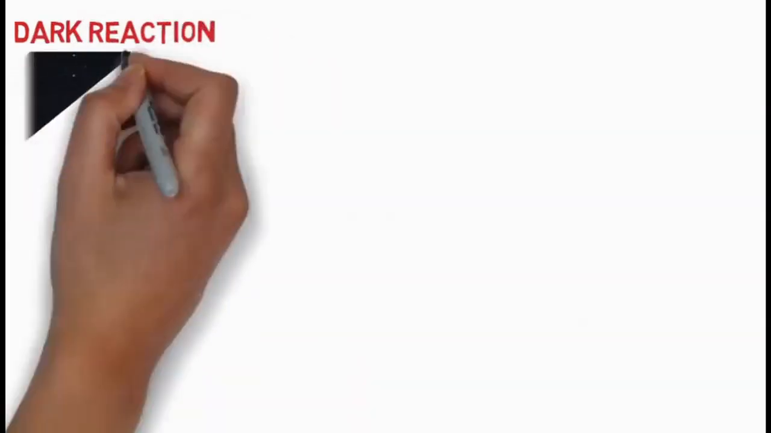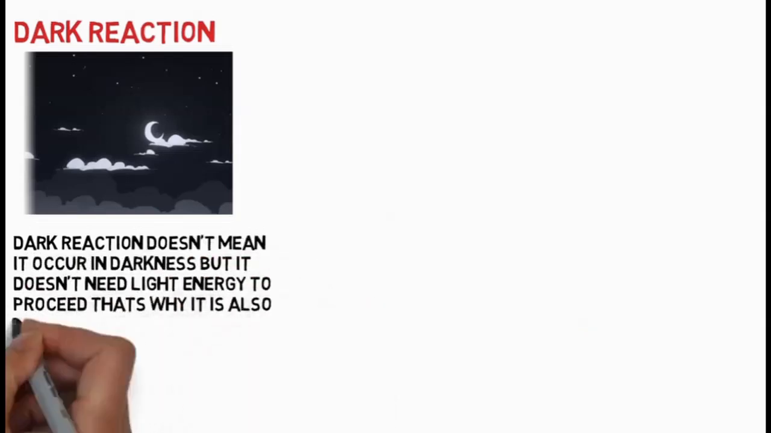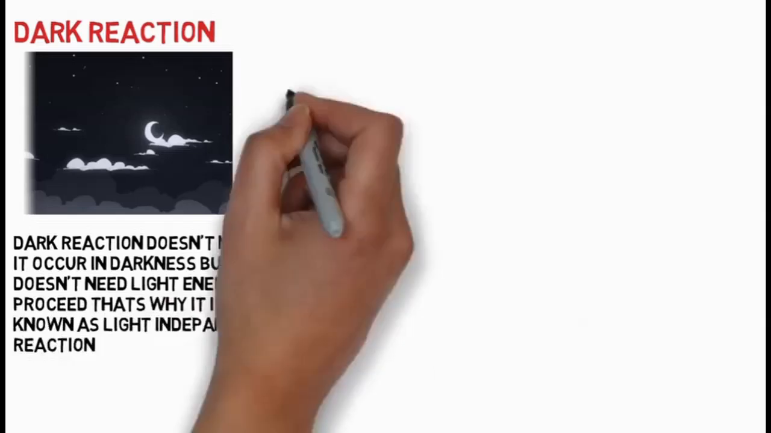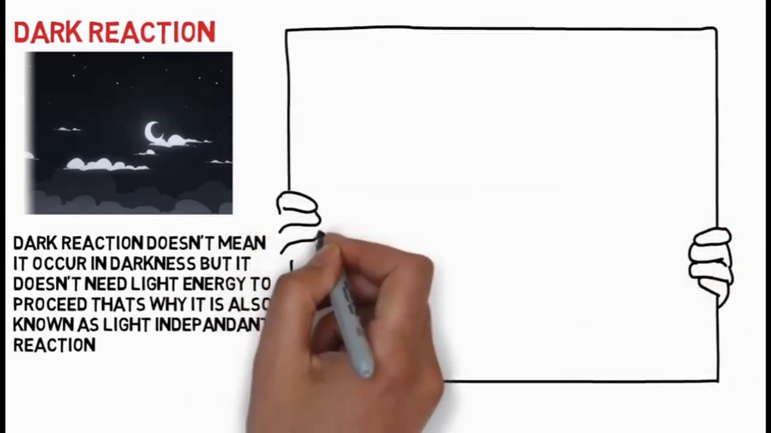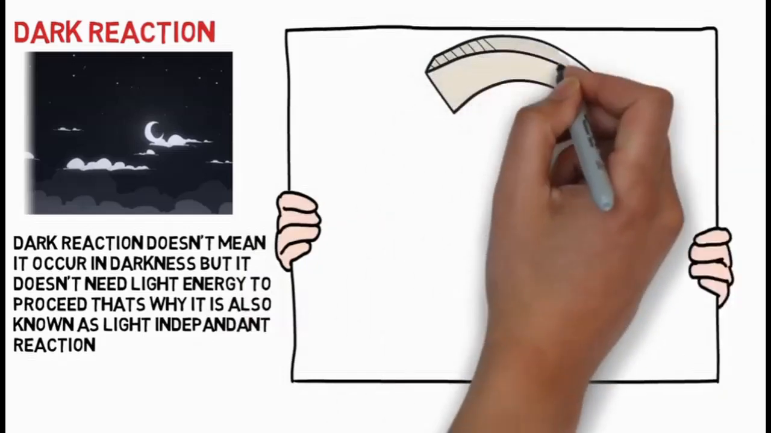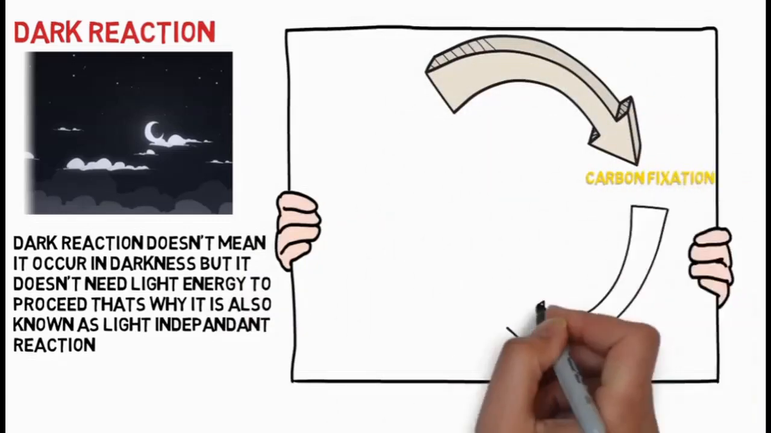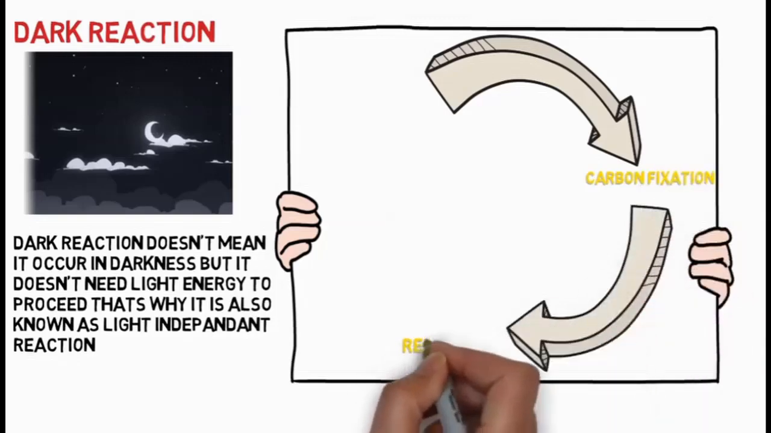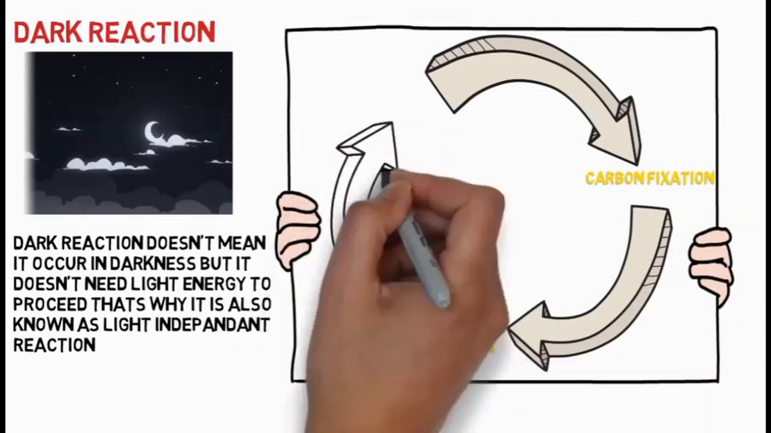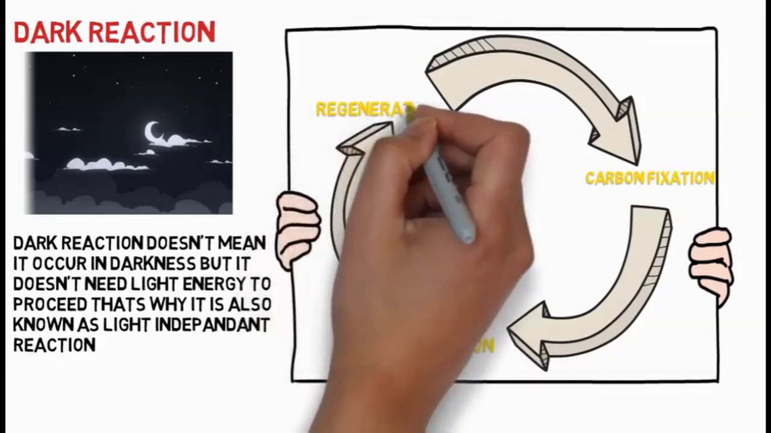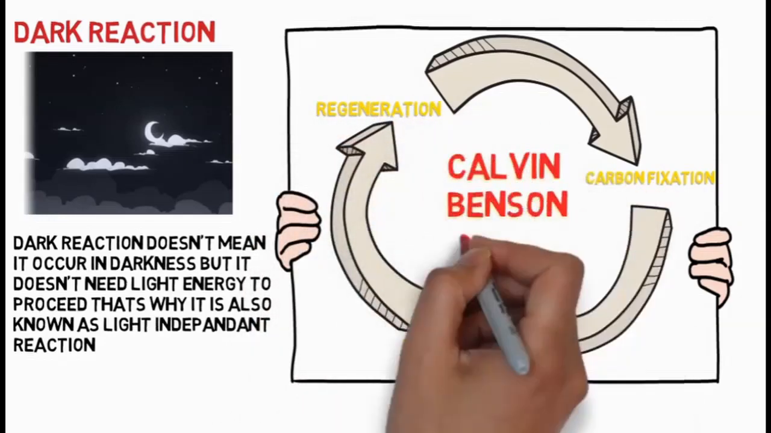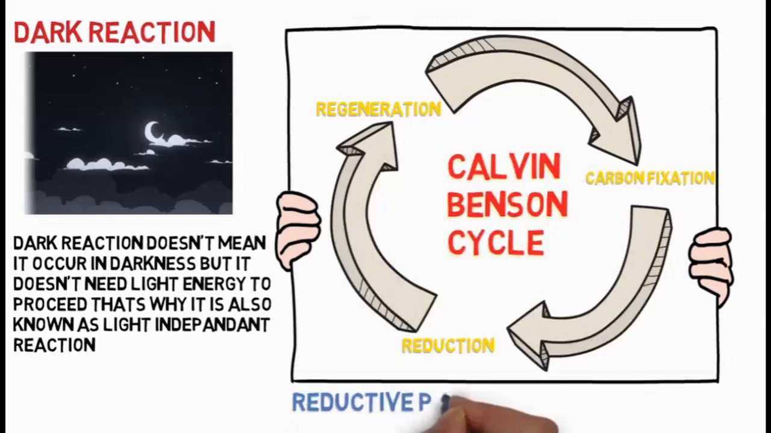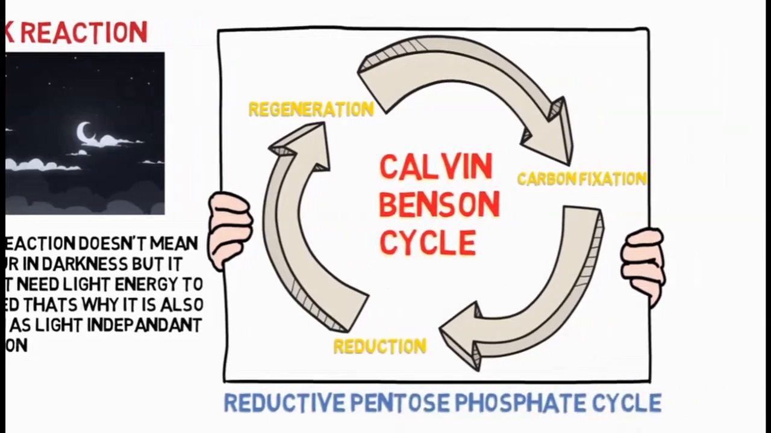As its name says, dark, it doesn't mean it occurs in the darkness, but it is independent from the light energy, as light is already absorbed in the light reaction. That's why it is also called the light independent reaction. So the dark reaction occurs in a cyclic way, which consists of three steps: carboxylation, reduction, and regeneration. This cycle is called the Calvin Benson cycle. It is also known as the reductive pentose phosphate cycle.